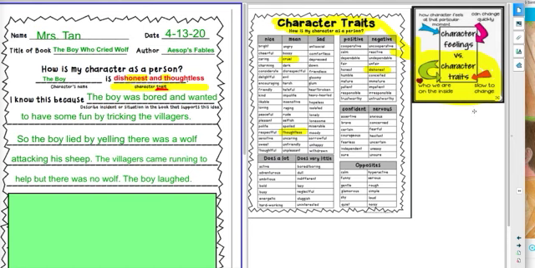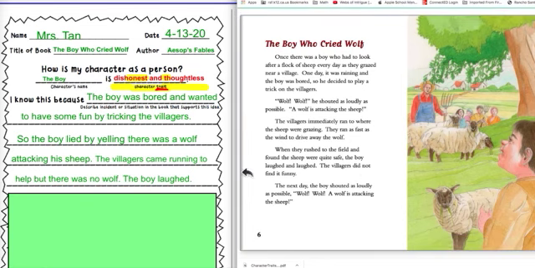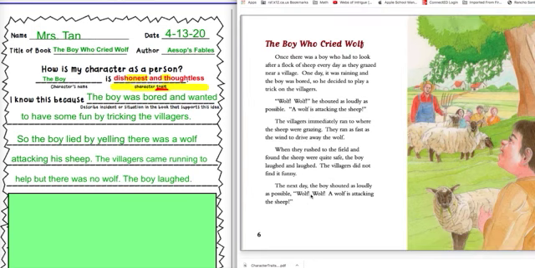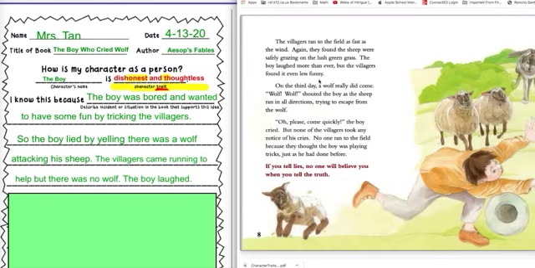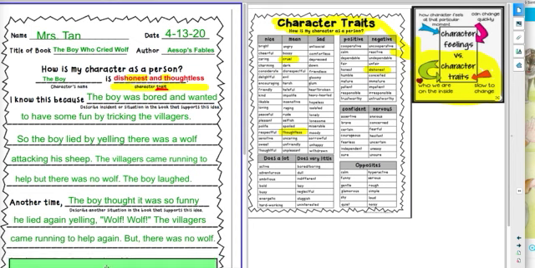Okay? So another place that he showed that he was dishonest or thoughtless or cruel was that he yelled it again. He tried to trick them again. And again, the villagers came because they were trying to help him. So for the second time that he showed that he was dishonest or thoughtless was that he cried wolf again. And then he laughed again when the villagers arrived. So do you see how you can do the same thing with the book that you read today?